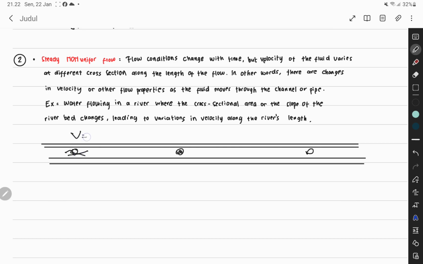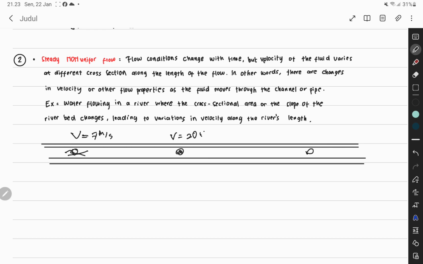Maybe in here the velocity is, for example, 7, and here the velocity is maybe 20 or 25 or 26, I don't know. So at different points there is a different velocity also. That is the steady non-uniform flow.